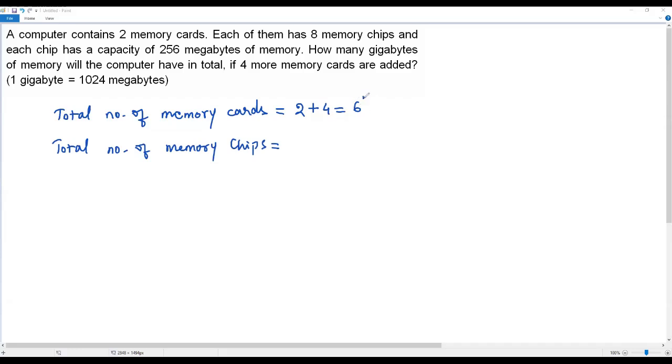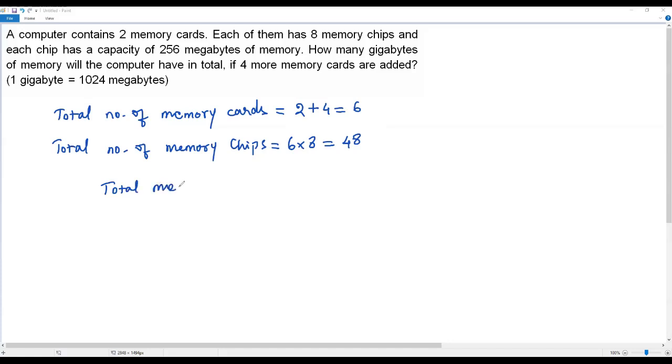For that, we have to multiply the number of memory cards, 6, by the number of memory chips we have in one memory card, that is 8. So 6 times 8, then we get 48. So we have 48 memory chips in the computer after 4 more memory cards are added. Now let's find the total memory we have in the computer.